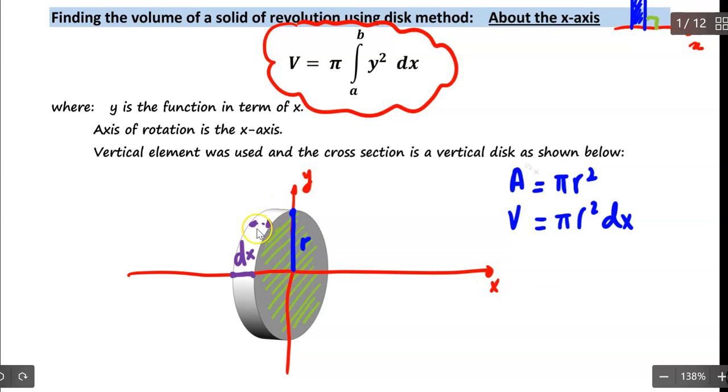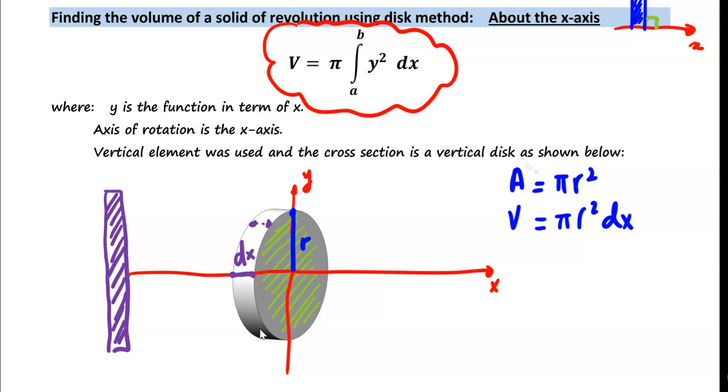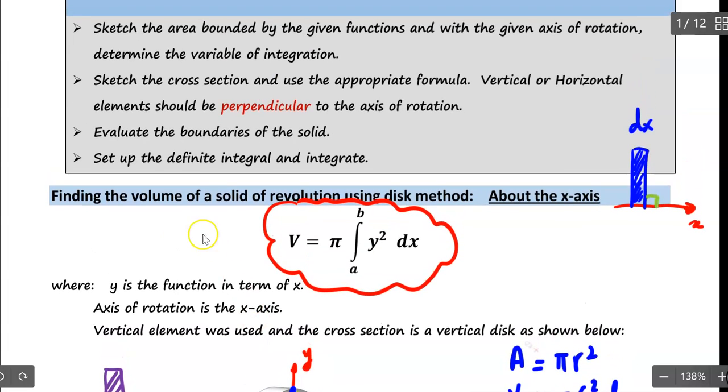Okay, so I am going to ask you to do this. If I take this segment of the dx and I straighten it out, I am going to draw it like this. So what element is this? It's the vertical element. And what is this vertical element? This vertical element is perpendicular to the x-axis. Exactly what we have to follow, so exactly what I have here for everyone as the diagram.